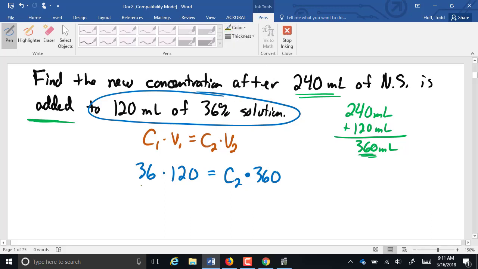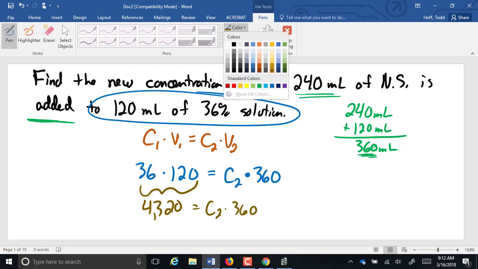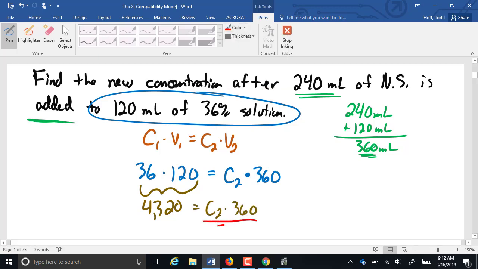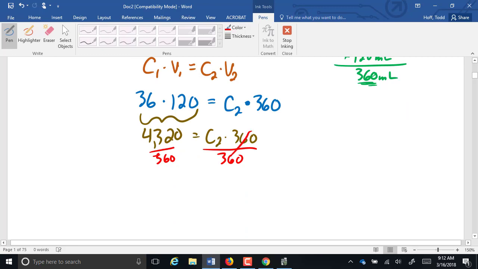So now, yes, we do the 36 times 120, which is 4320. Then we solve that by dividing by the 360. So what do we get there? 12%. C2 equals 12, so that's 12%.